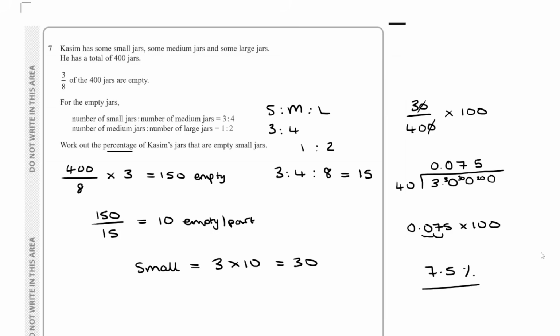So however you want to work that out, as long as you do end up with 7.5 at the end, you might have done it differently to me, that's absolutely fine, as long as you've obviously got the correct figures here. And that one is 5 marks.